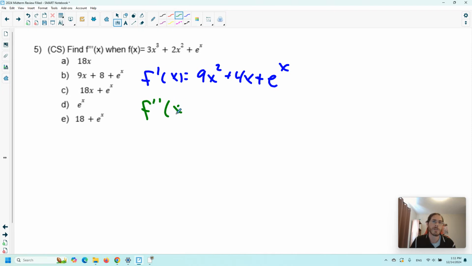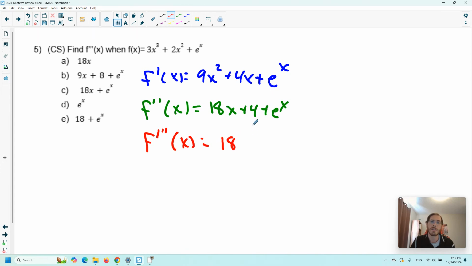We'll get the second derivative in. We'll do power rule again. So 9 times 2 is 18x plus 4, and then the e to the x stays the same. And we got to do a third derivative, because that's what this question is asking for. So power rule again would give us 18. Remember, derivative of a 4 would be 0. And then we've got e to the x is still just e to the x. So that's going to give us 18 plus e to the x.